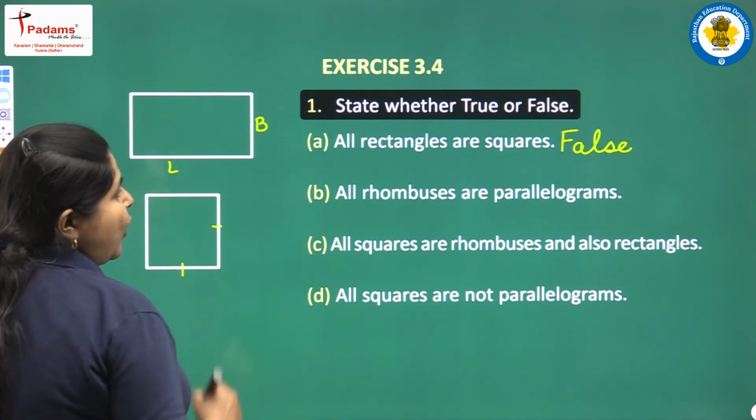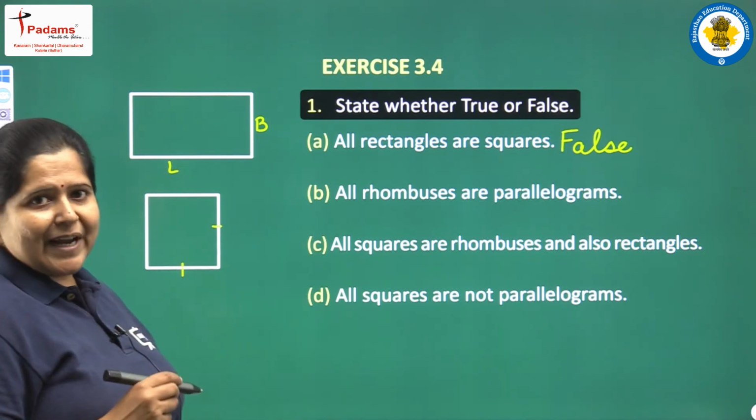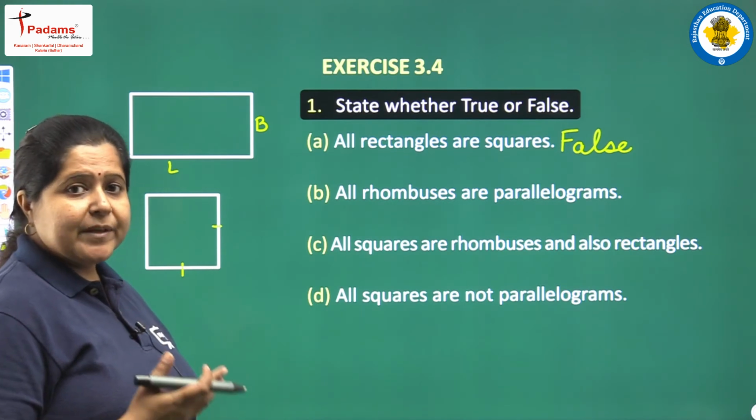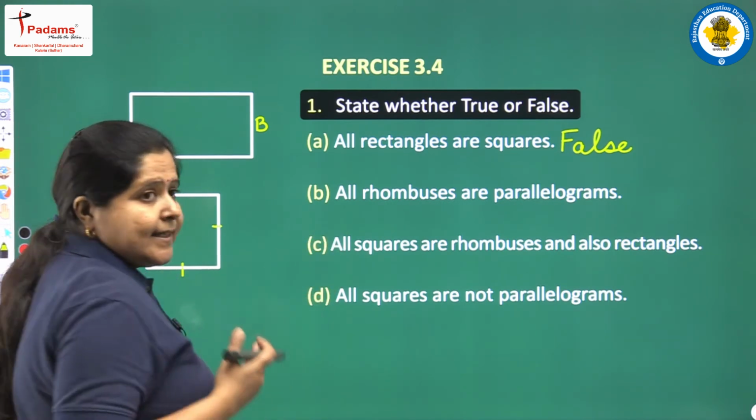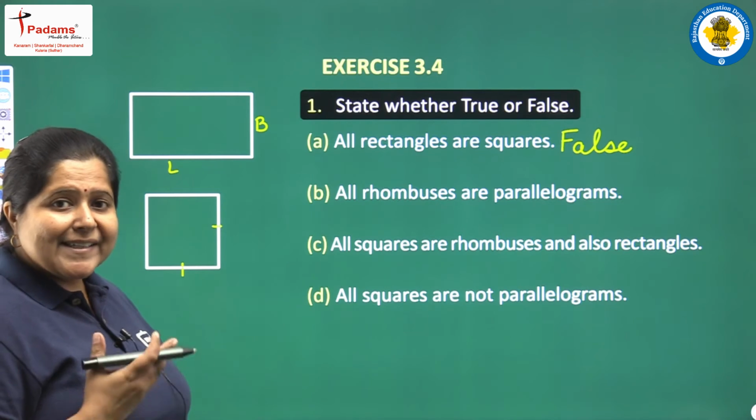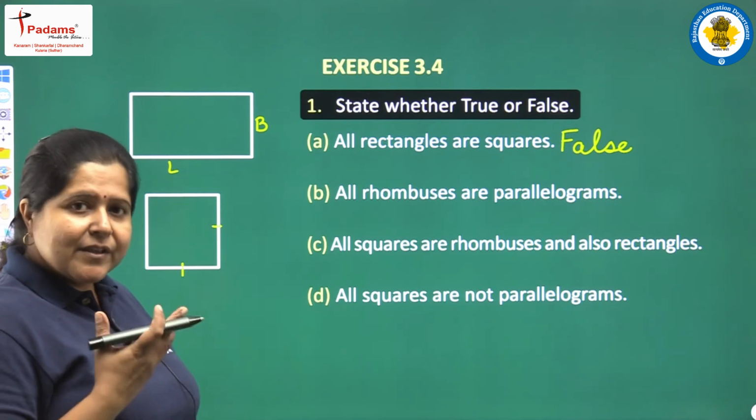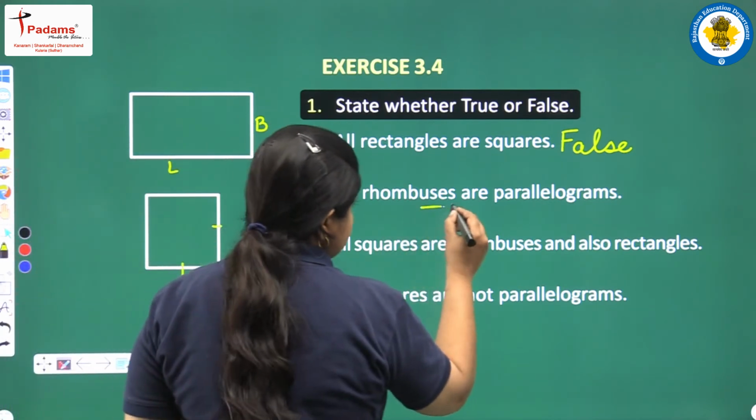Then we have all rhombuses are parallelograms. This is a true statement because a rhombus is a type of a parallelogram. It is a special parallelogram. So, this is a true statement.